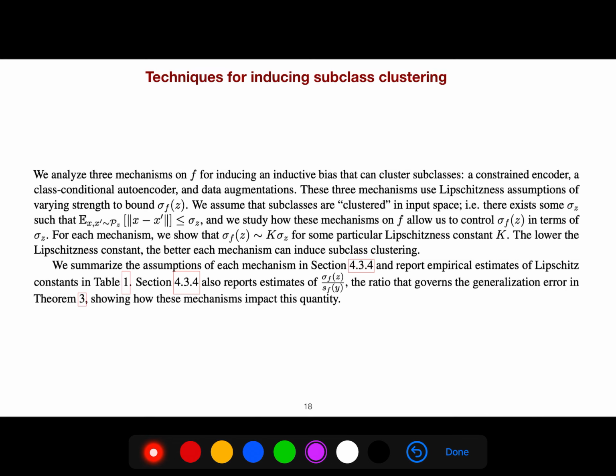We analyze three mechanisms on F for inducing an inductive bias that can cluster subclasses: a constraint encoder, a class conditional encoder, and the third one is data augmentation. But these three mechanisms use Lipschitz assumptions of varying strengths to bound it.